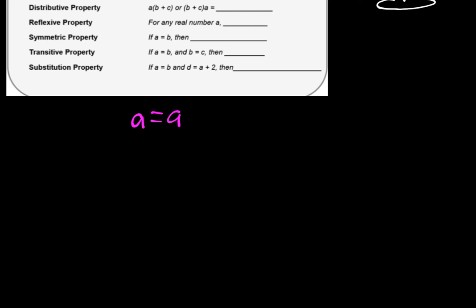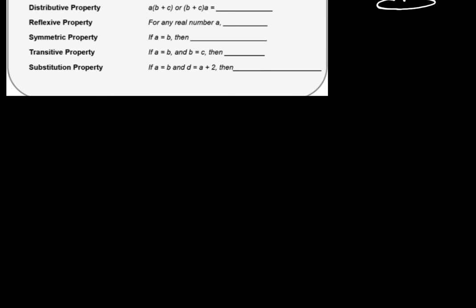And believe it or not, this will be one of the most used properties when we start doing proofs. And again, you won't understand that now, but you'll understand when we start doing proofs. So the reflexive property just says that everything is equal to itself, no matter what that something is. Okay. All right. Simple enough, right?